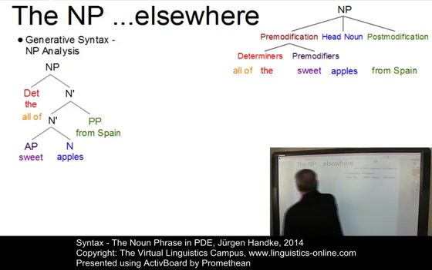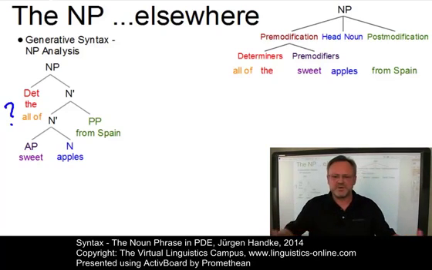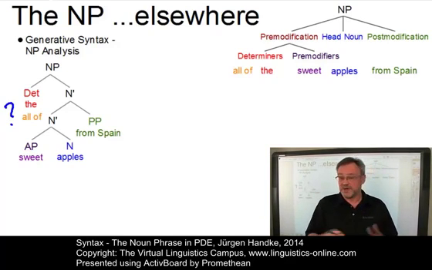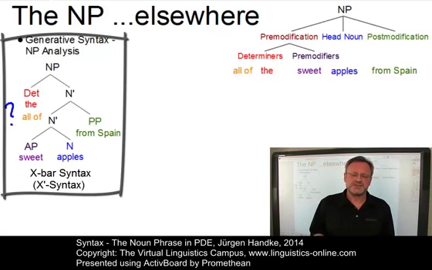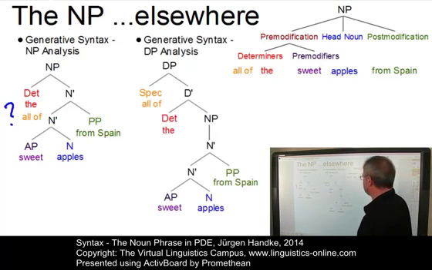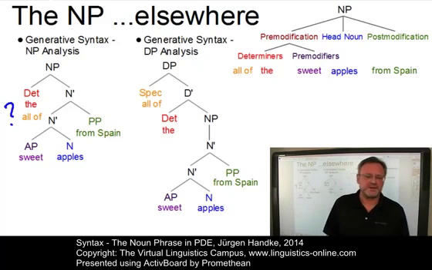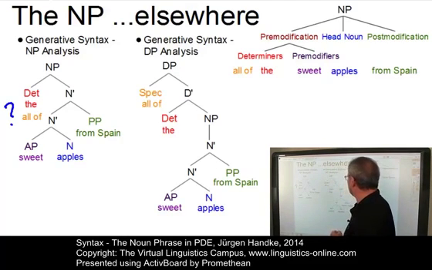Well, there is no possibility of analyzing all of and all the other stuff in the pre-modification part of a noun phrase. We have a problem in X-bar syntax. This system, as I said, is referred to as the X-bar syntax system, which constitutes the phrase structure system in modern syntactic theories. For this and other reasons, an alternative analysis arose in the mid-1980s that posits the determiner as the head, which makes the phrase a determiner phrase rather than a noun phrase. And now we have all of the predeterminer in a specifier slot of the determiner phrase.